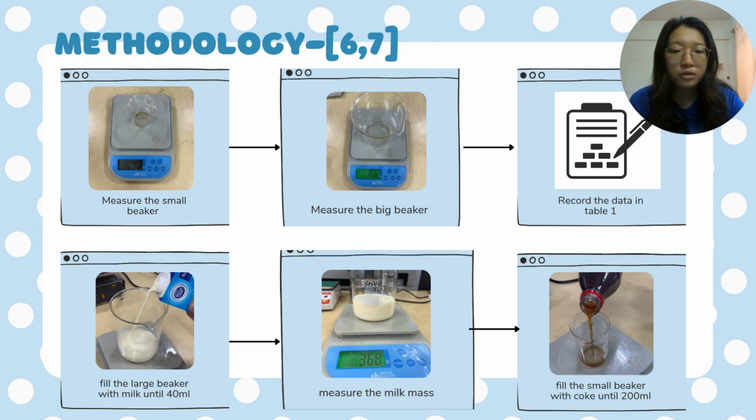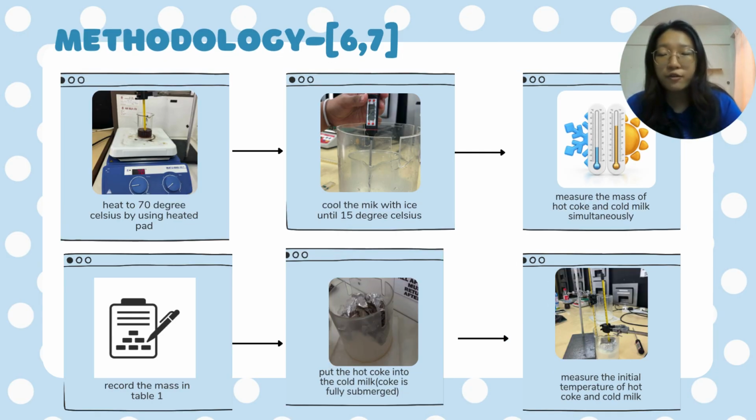After that, we fill the small beaker with coke until 200 milliliters. After filling the small beaker with 200 milliliters of coke, we heat the coke to 7 degrees Celsius. While heating the coke, we cool down the temperature of the milk.